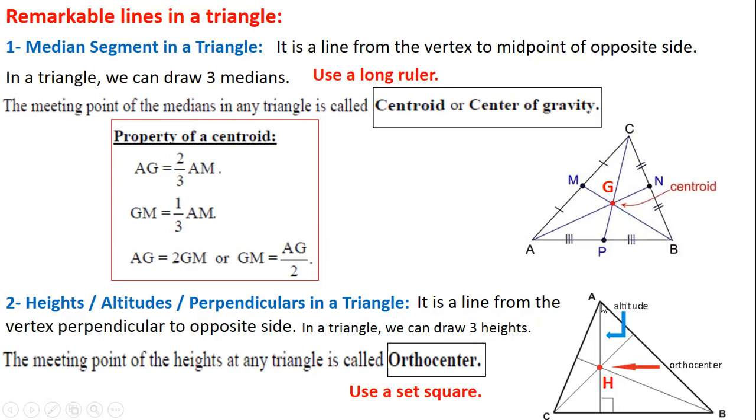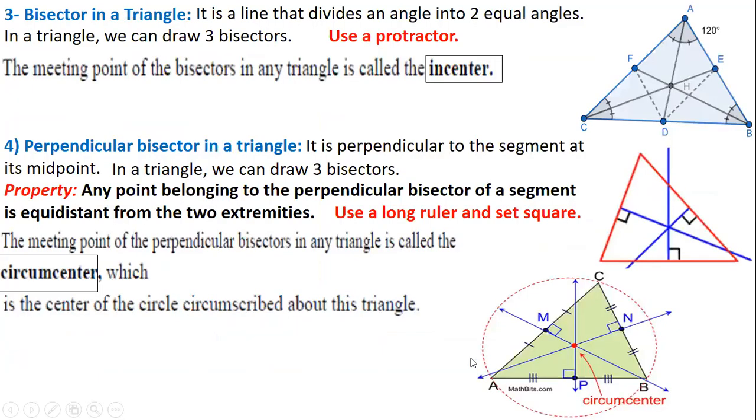It is a line from the vertex perpendicular to the opposite side. So I simply draw a perpendicular from the vertex to the opposite side, I get a height. After drawing the three heights in a triangle, using the set square, their point of intersection is called the orthocenter. So we should know the point of intersection of each three lines. We should memorize this.